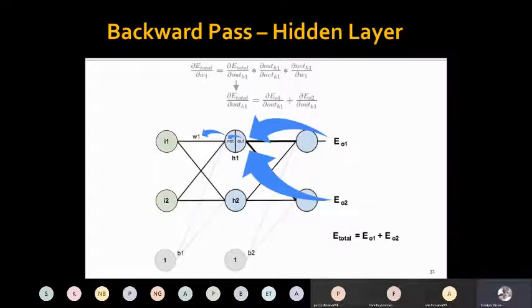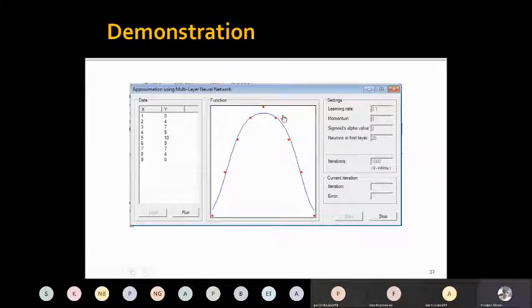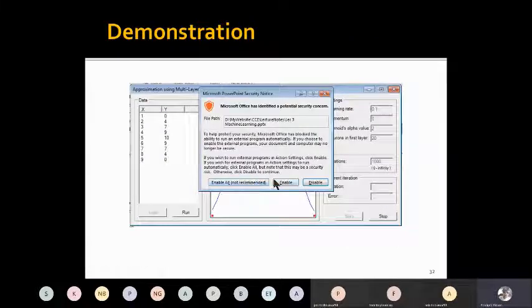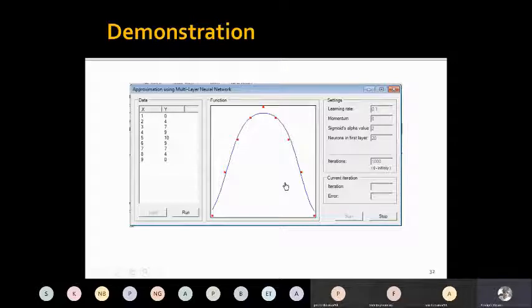So this is the backward pass, as we discussed. We have to repeat the same thing for the hidden layer, and then we have to propagate it back into the input layer, or W1. And this is one example of the source code. So let me see if I can run it.